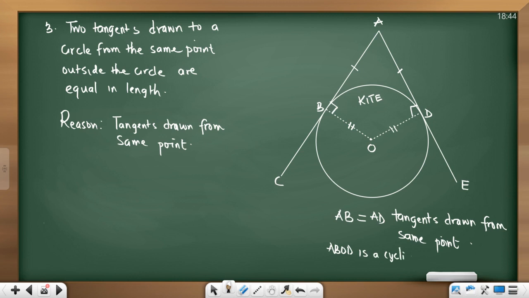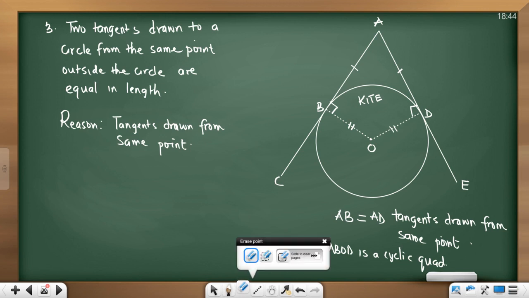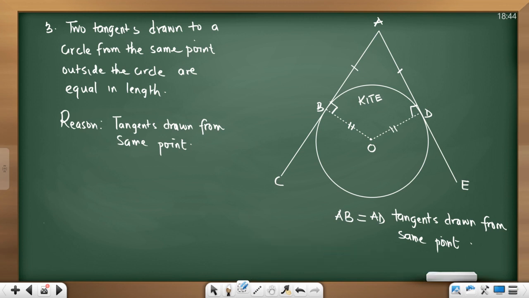We're going to be talking about this later on, when I look at my rules. And I'll show you what we mean by converse. Why is that a cyclic chord? Because angle B plus angle D is 90. But let's not put too many things at this point. So we are simply looking at tangents drawn from the same point are equal in length. That's very key, and I hope that is well taken.